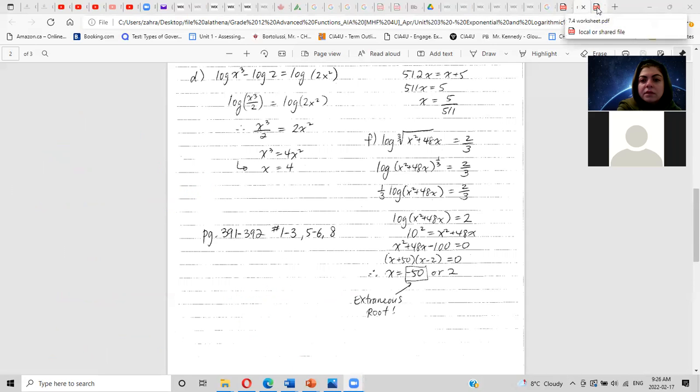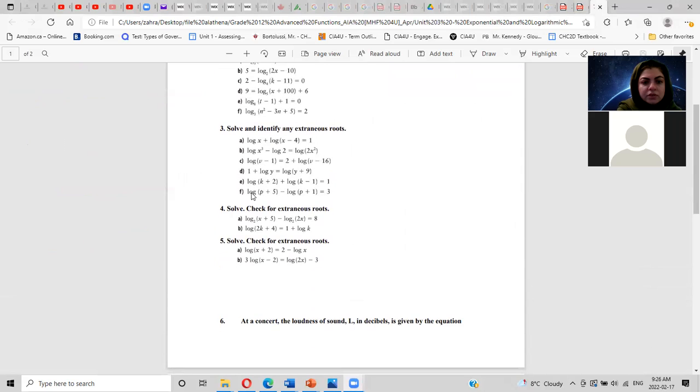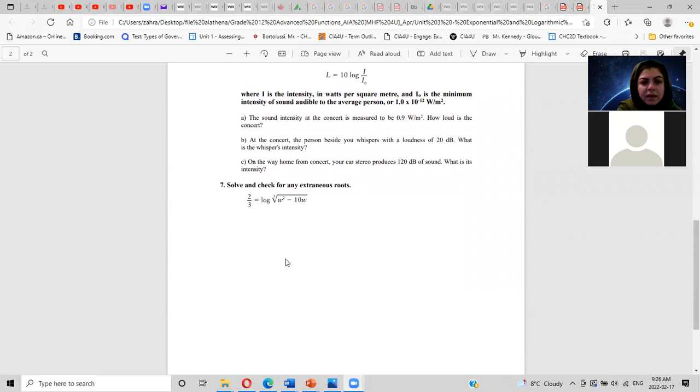Okay, so here is the techniques for solving logarithmic equation worksheet. Question 1 part F, question 2 part F, question 3 part F, 4B, 5B, and question number 7. Got it?